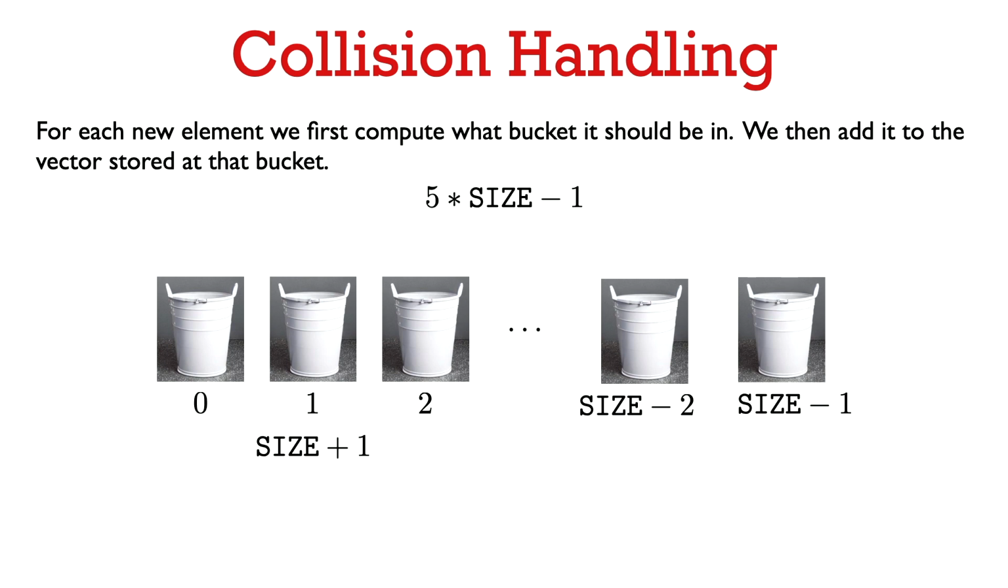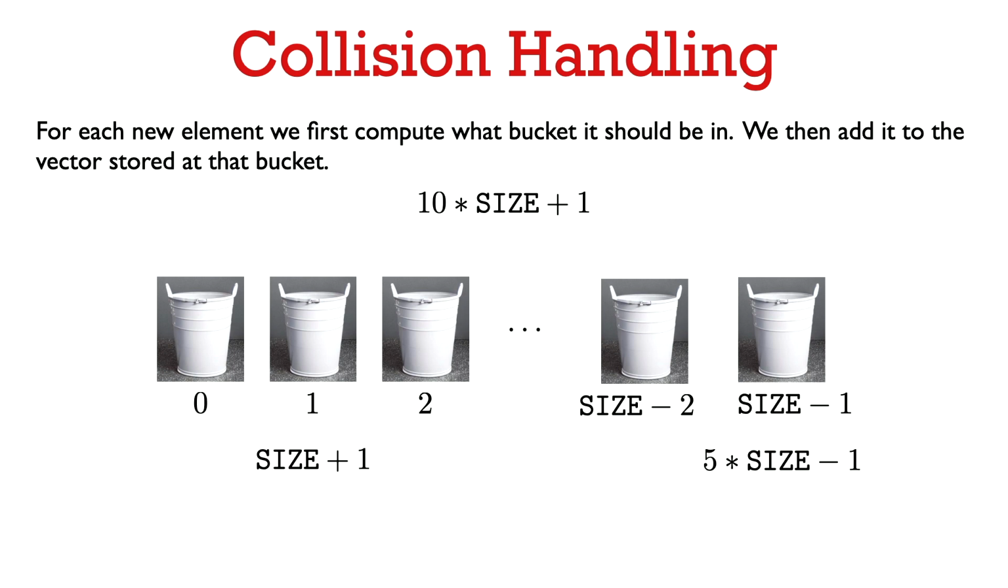Next, say we want to insert 5 times size minus 1 into the hash table. We compute its modulus with size, and we get size minus 1, so we see that it should go into bucket size minus 1. Then we add it to the front of the previously empty deque stored at bucket size minus 1.